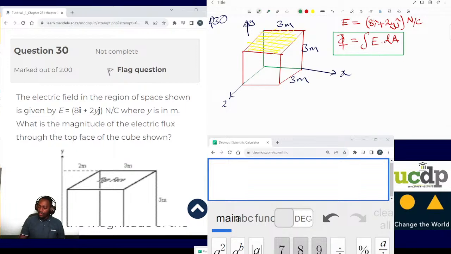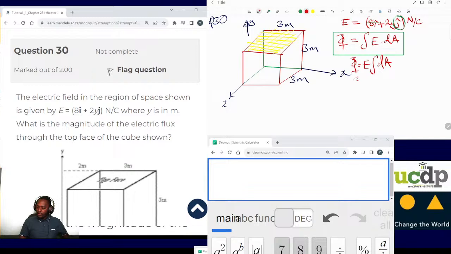So if we are to solve this, phi E becomes the integral of E dA, right? And what is our electric field strength? Our electric field strength is 2y, because we're considering the J direction only. I hope that is clear. We will not consider the I direction. Why? Because it is parallel to the top surface of the cube.